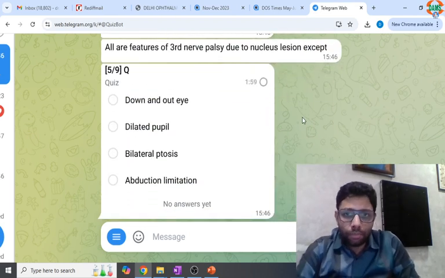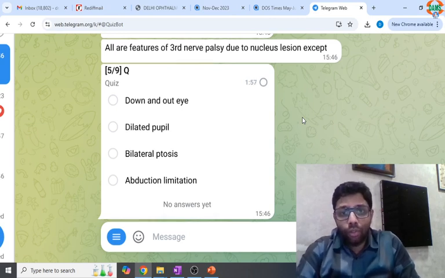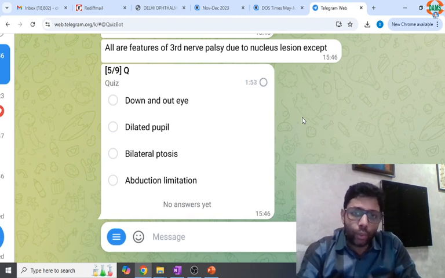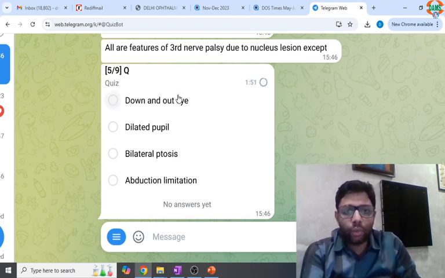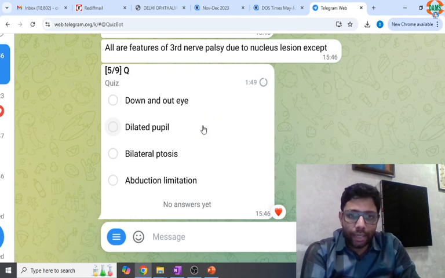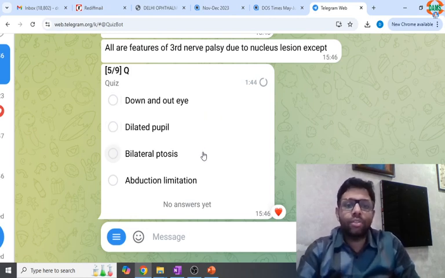Now, features of third nerve palsy due to nucleus lesion. The nucleus of the third nerve is in the midbrain, and supplies all the muscles except SO and LR. So, eye is down and out, yes. Pupil is dilated, yes. Bilateral ptosis, yes. But no abduction limitation. Already the eye is in abduction due to nucleus lesion.